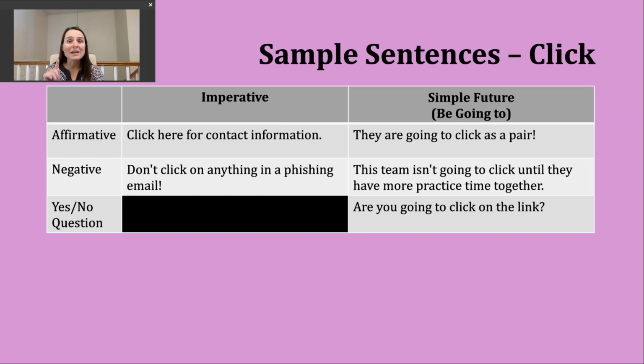So once we make that electronic selection, right, it might take us to a phone number, an address, an email address, something like that. If I want to make a negative imperative sentence, my structure is going to be do not, and then the base verb. So again, my subject is still implied here. It's you, singular or plural. So another example here. Don't click on anything in a phishing email.